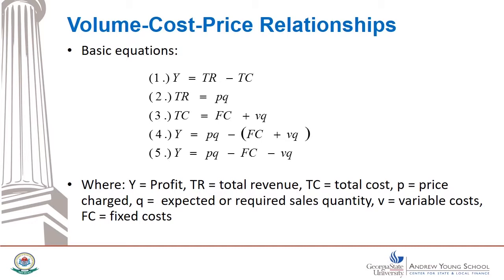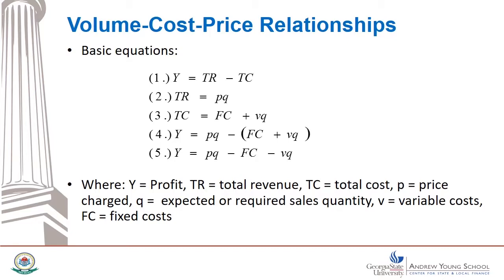Equation 1 says that profit equals total revenue minus total costs. Equation 2 shows how to compute total revenue, which equals price multiplied by quantity. Equation 3 shows how to determine total costs, which are equal to the fixed costs plus the product of variable costs multiplied by the quantity.